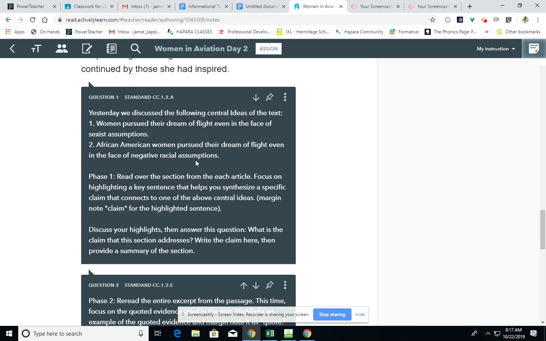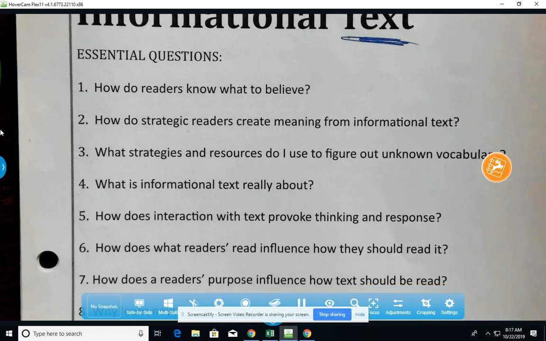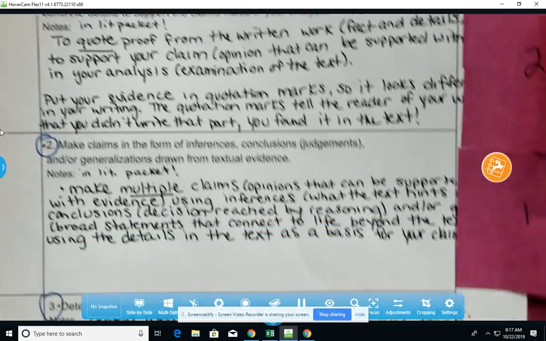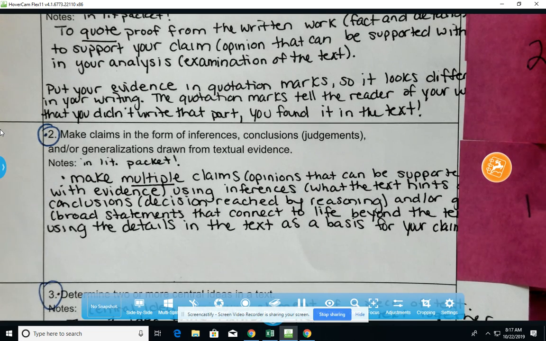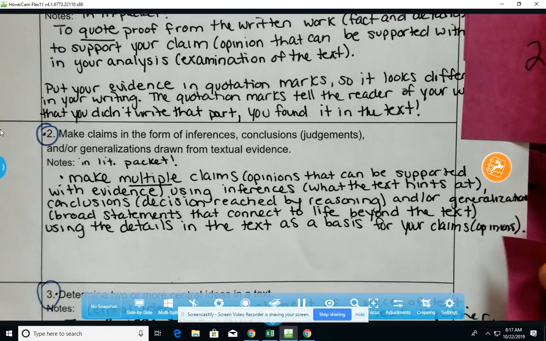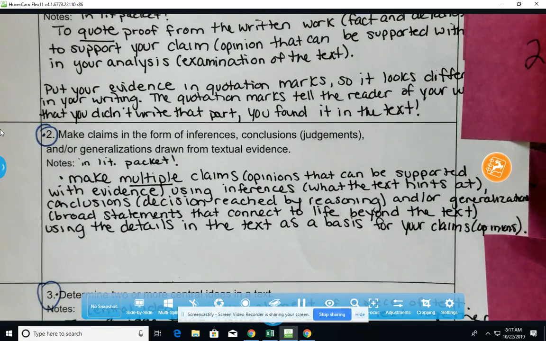Today we're going to sort of extend that, and we're going to look for a claim in the specific section that we're close reading. This ties in our learning target packet to learning target number 2, to make claims in the form of inferences, conclusions, and generalizations drawn from textual evidence. Remember, that means we say that pieces have multiple claims. So they have multiple claims within a text. The claims are not directly stated in 7th grade. We talked about that too.